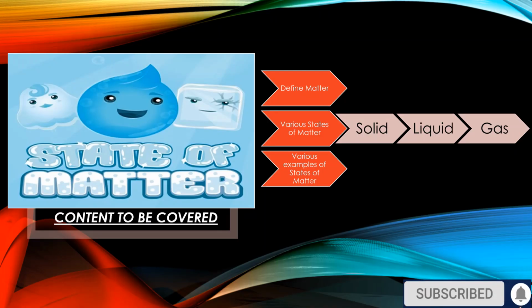So before we start and go to the detailed discussion about states of matter, the various contents that we will be covering in this session are: define matter, that is, we will be understanding what matter is, then what are the various states of matter like solid, liquid and gas, and related to that, we will also see various examples of different states of matter.